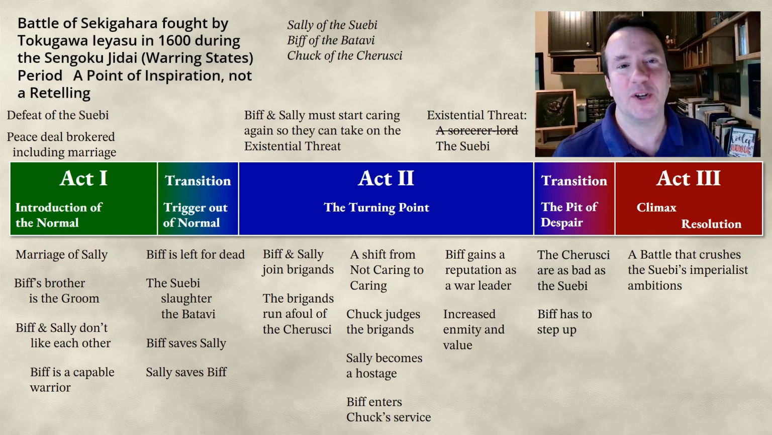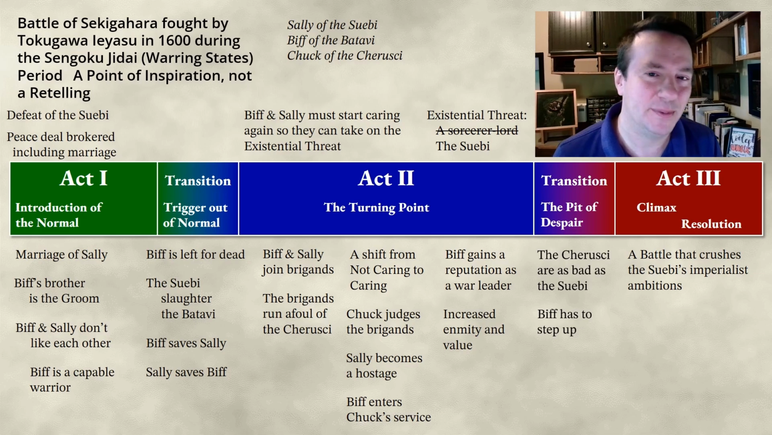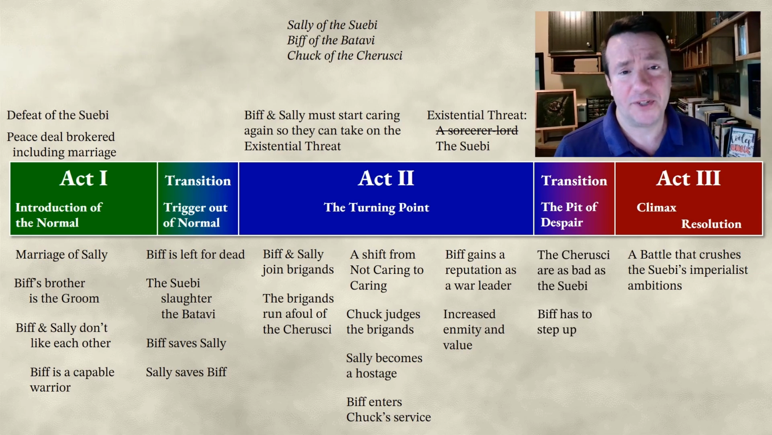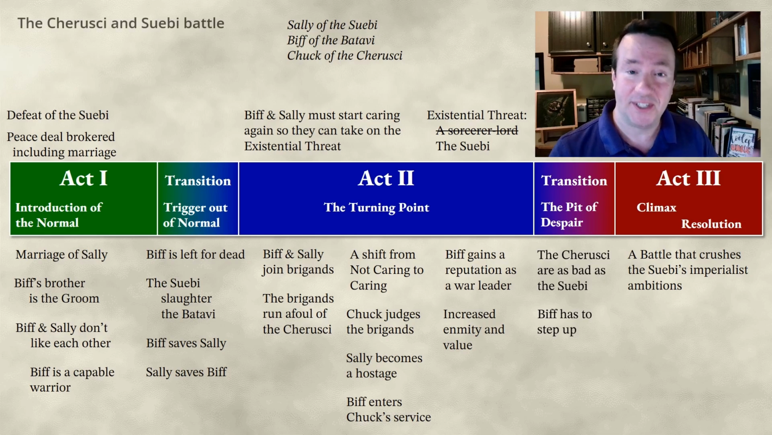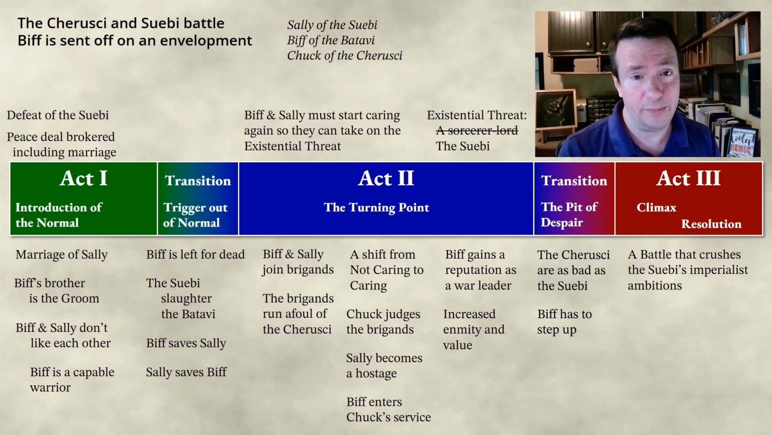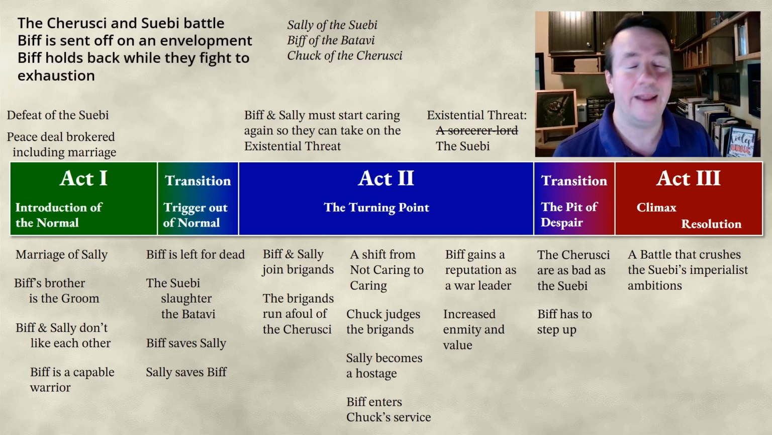But that's okay, I'm not trying to retell the Battle of Sekigahara, I'm merely using it as a point of inspiration. For our purposes, I think it would be cool if Chuck sets up for a battle between him and the Suebi, and then he sends Biff off on an envelopment of the Suebi lines. When Biff arrives in that position, he stays there, letting the two sides fight each other to exhaustion.